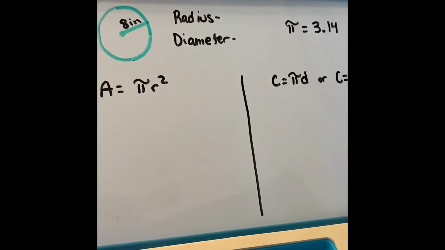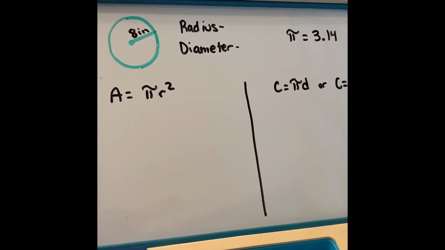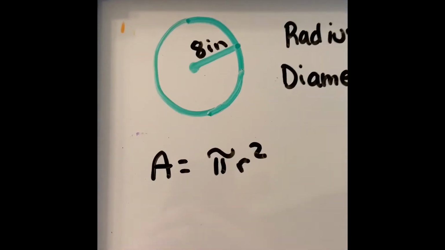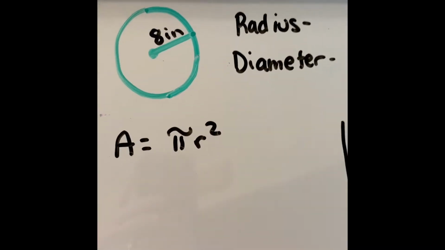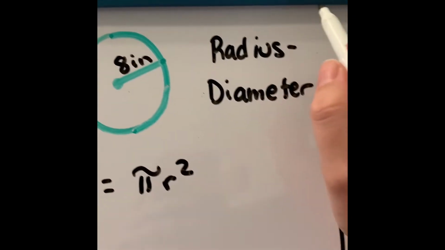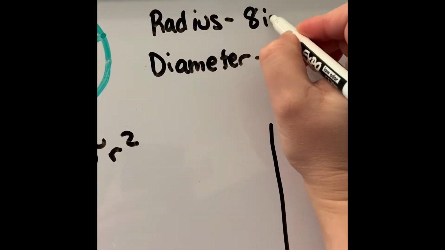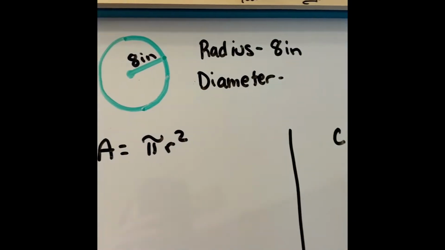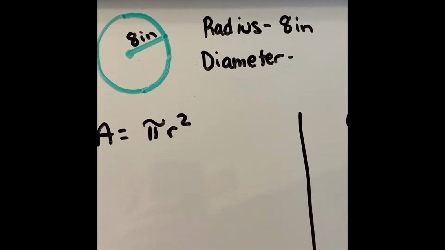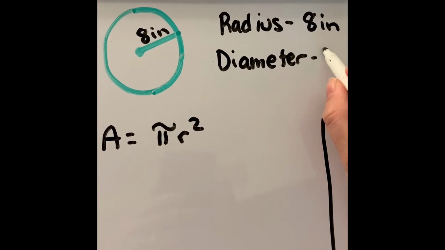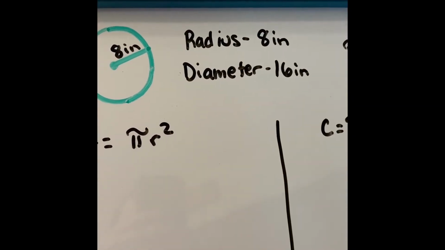So today we're going to review how to find area and circumference of a circle. We have a circle here, 8 inches, remember, is the radius. Remember, the radius is halfway across the circle, so our radius would be 8 inches. And diameter is all the way across the circle, so if I have 8 inches and 8 inches and I add them together, I would get a total of 16 inches. So our diameter is 16 inches.